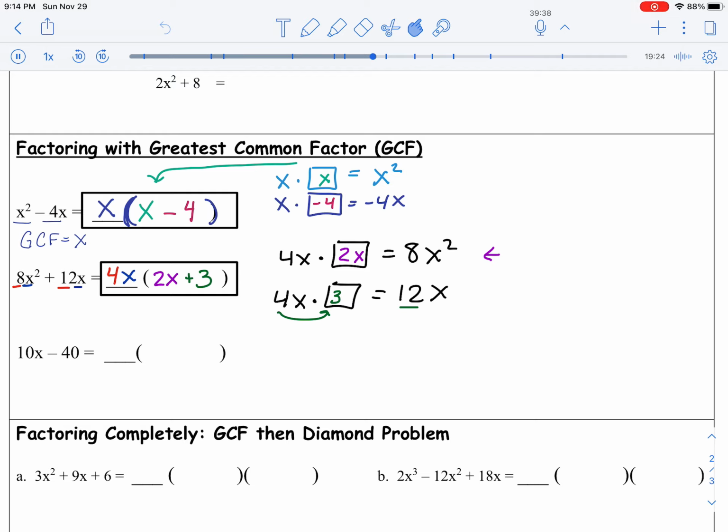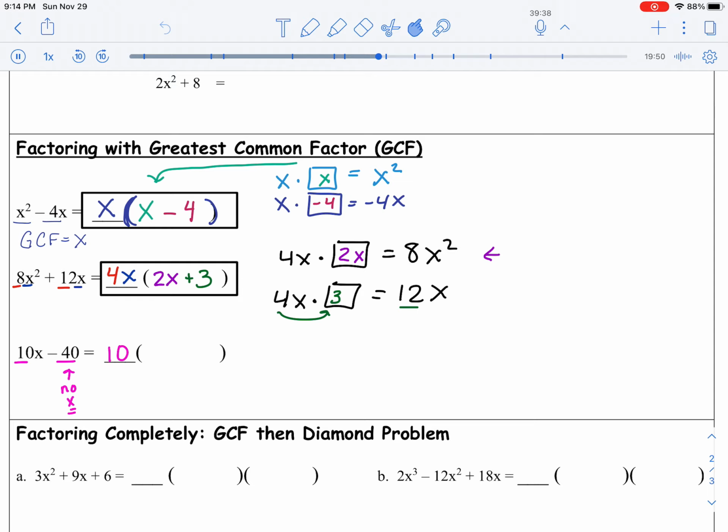Then for my final one, we have 10x minus 40. Well, 10 and 40 are both multiples of 10. And since 40 doesn't have an x, we can't pull out an x as a greatest common factor. So my GCF is simply 10.